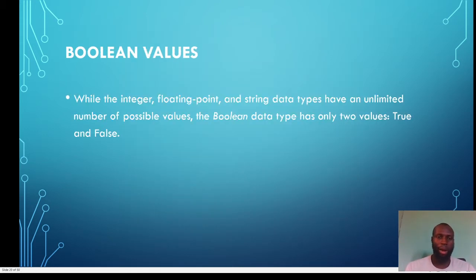So now, after that, can I talk about the Boolean values, because these are the things that we need to build up our flow control system. So Boolean values. While the integer, floating-point, and string data types have an unlimited number of possible values, the Boolean data type has only two values, and the two values are True and False.